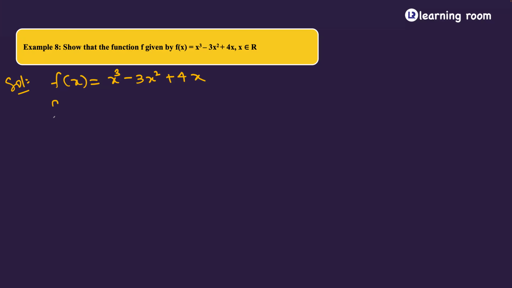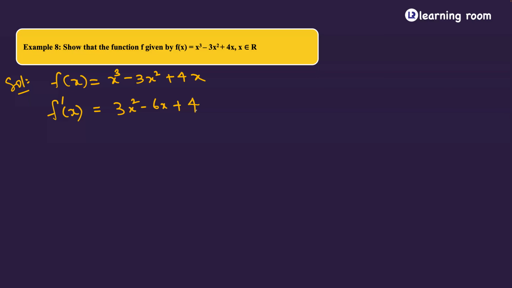So for that, first I'll find f dash of x. So what is f dash of x? 3x square minus 6x plus 4. Am I right? Did I miss anything? Check the question. Is this right? x cube minus 3x square plus 4x. That's it, no? Okay. So 3x square minus 6x plus 4.